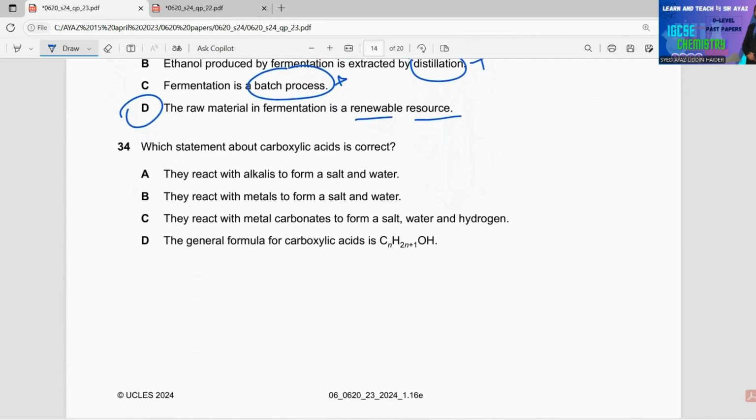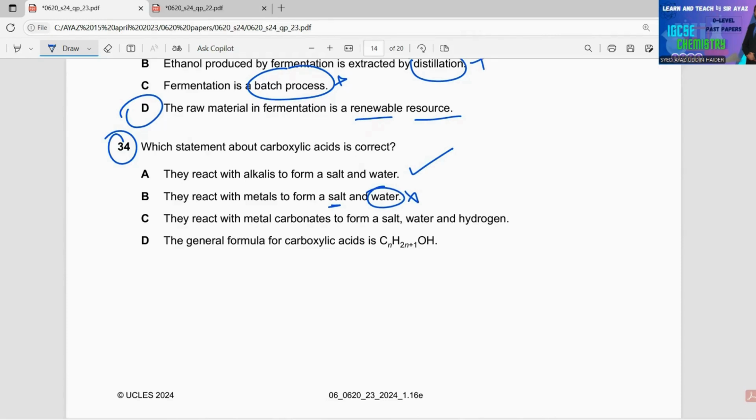34. Which statement about carboxylic acids is correct? A, they react with alkalis to form a salt and water. This is the correct statement. For convenience, I am reading the other statements also. B, they react with metals to form a salt and water. This is wrong. They do form salt, but water is not produced when they are reacted with metals. They will produce hydrogen gas.